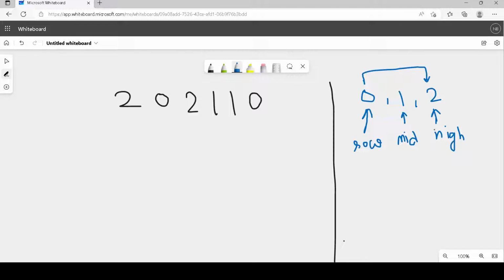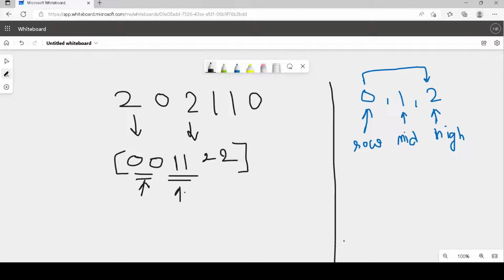Okay, you can clearly observe this. Let's see the answer for this one. What is the answer for this array after sorting? It will look like this, right? 0, 0, 1, 1, 2, 2. The answer for this given array is this. Let us clearly observe where the zeros are positioned after sorting: they are at the starting position, and ones are at the middle position, and 2 is at the highest position. Yeah, this is our observation.